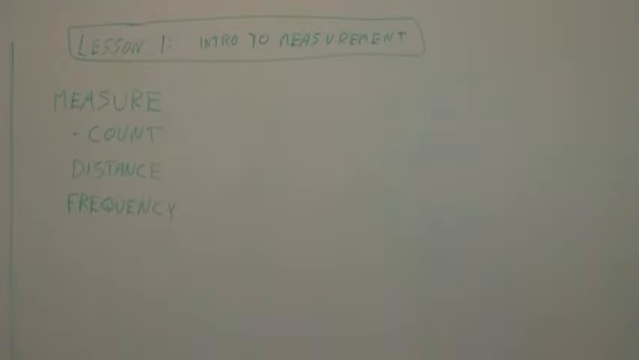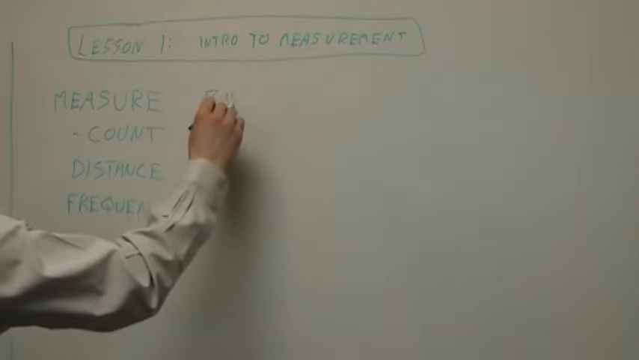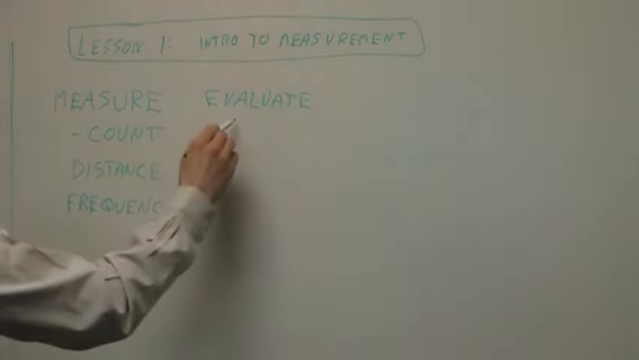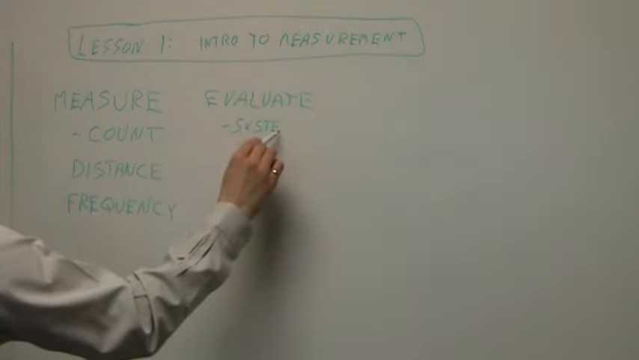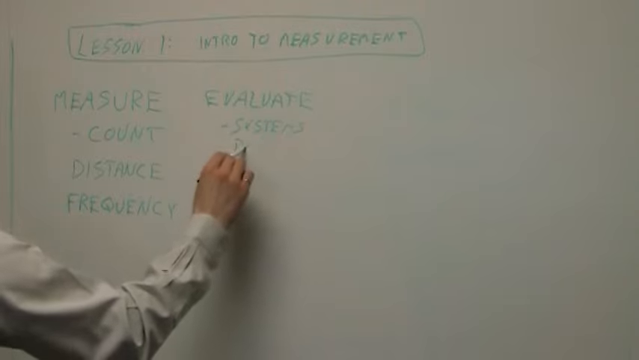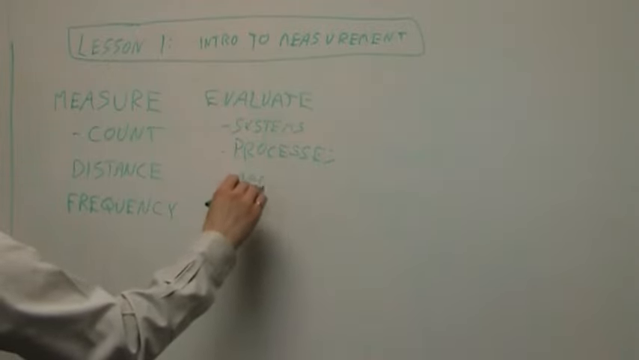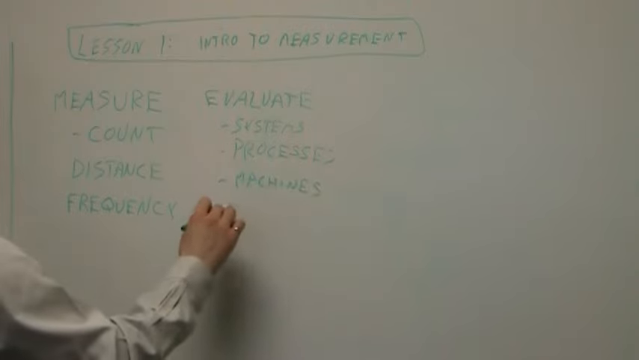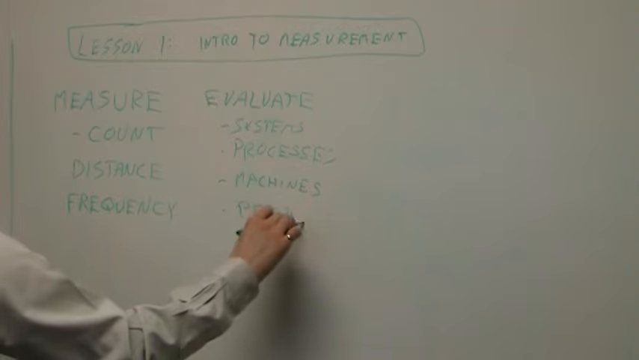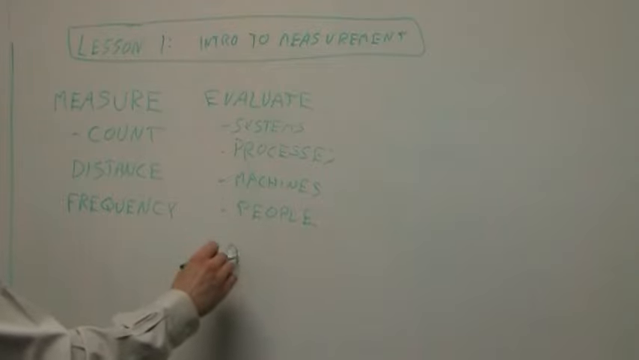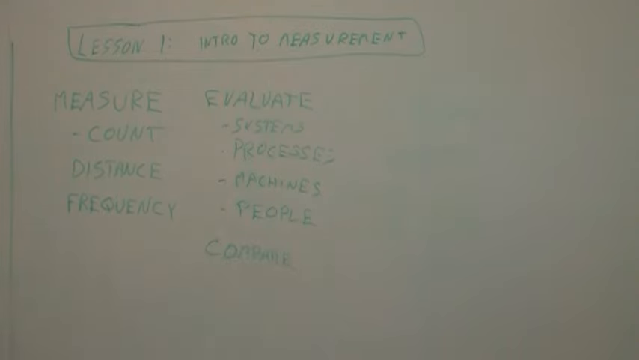So why do we bother to measure at all? Well, measuring is important because it allows us to evaluate the performance of things like systems, processes, machines, and people. And measuring allows us to compare the differences between different ways of doing things.